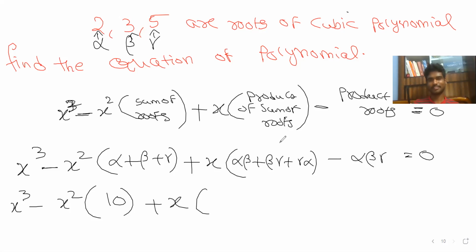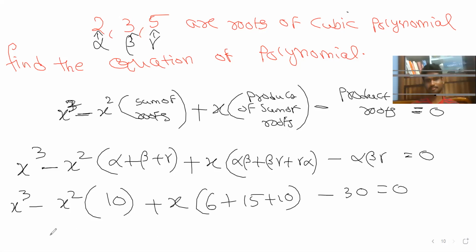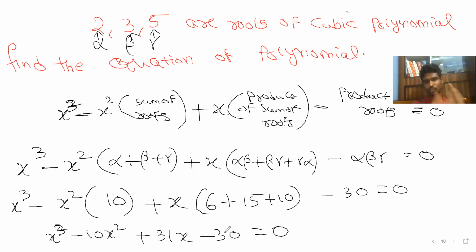Okay, fine. So it is 2 into 3, 6, plus 15 plus 10, 16 plus 15, 31. So x cube minus 10x square plus 31x minus 30 equal to 0. Now you know the equation, so I can find a. Here a is 1.